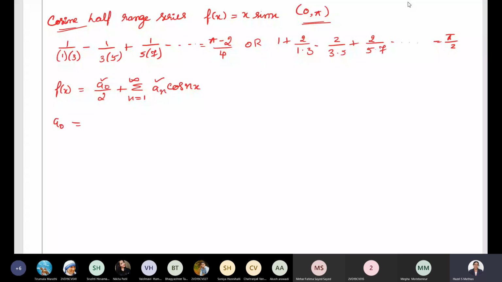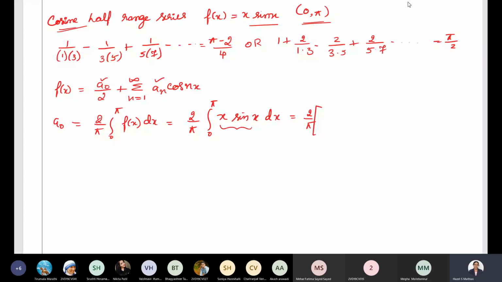Let's find a0. a0 is given by 2 by pi integral 0 to pi f of x dx, that is equal to 2 by pi integral 0 to pi of f of x, which is x sin x, x into sin x dx. Let's integrate it. How do we find the integration of this?